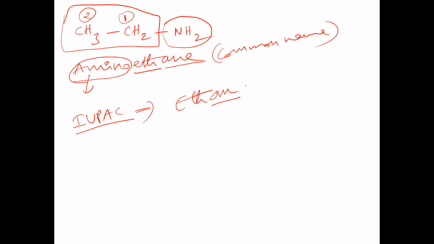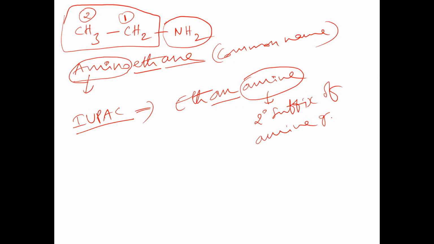So the NH2 group has what? Amine. What is the secondary suffix of NH2? Amine. For the amine group, NH2, the secondary suffix is amine. So ethanamine is the IUPAC name, remember. But the common name is what? Amino ethane.